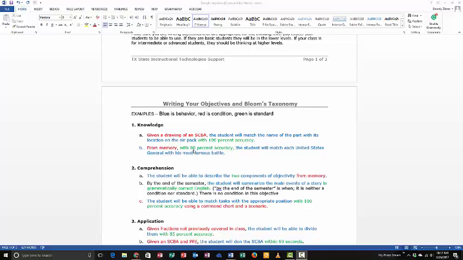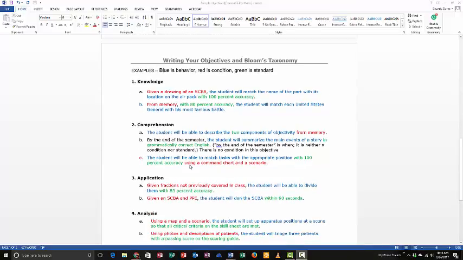The second one is from memory. We're not going to give them anything. They just have to remember this. With 80% accuracy, the student will match each United States general with his most famous battle. Now, obviously, this didn't come from fire service, but it kind of shows you some different ways to word those condition and standard pieces and different places to put them in the sentence.